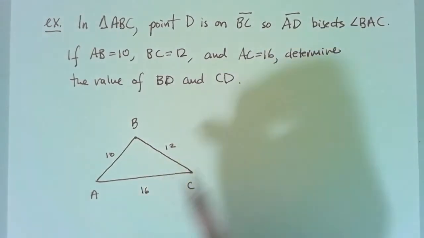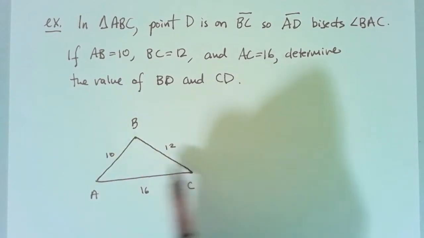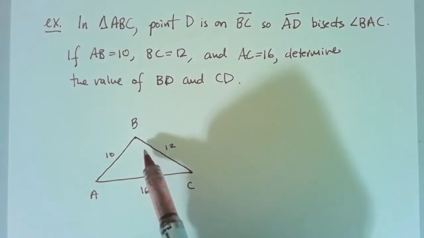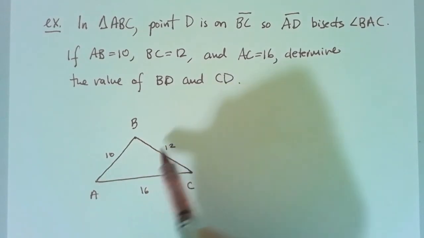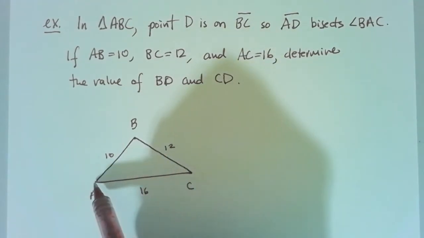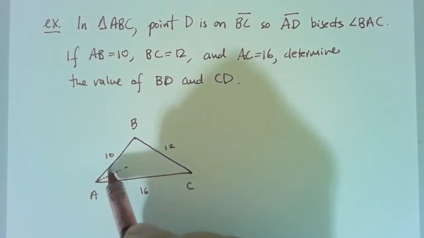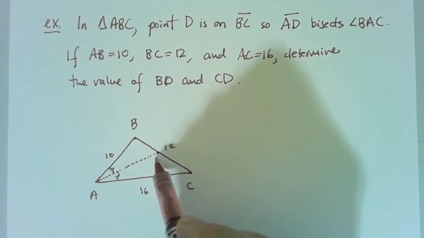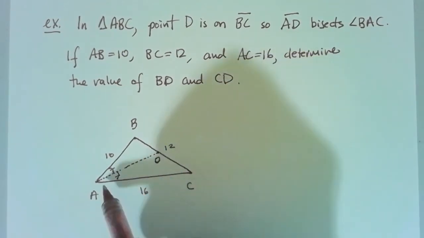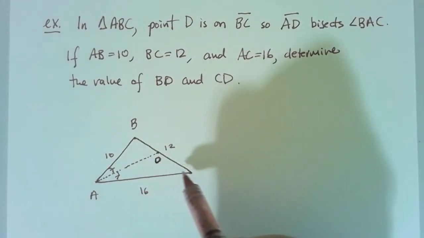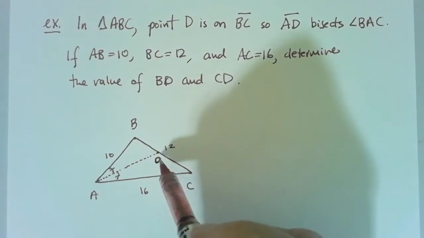So now let's look at this here. In triangle ABC, point D is on BC, so D is somewhere on BC over here. So AD is going to come across over here, and it's going to bisect angle BAC. So this is why the angle bisector is going to come into play here. I'm going to bisect this angle, and point D is over here on this side. There's point D. So I've bisected this angle, there's D. And now I want to know what is the value of BD and the value of CD. How long is BD? How long is CD?